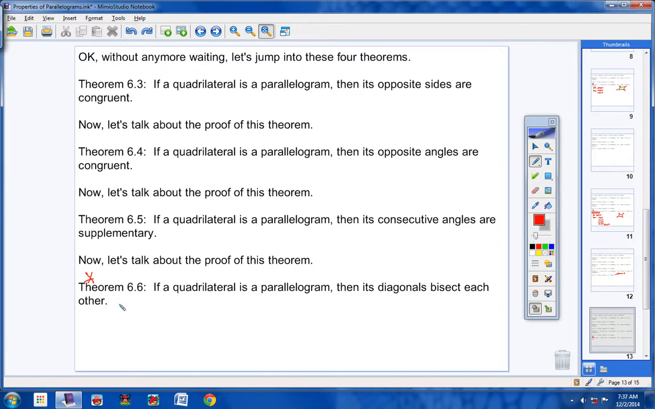And I'll explain what that means here in just a second. Go ahead and copy this down, please. I'll pause a minute here. If a quadrilateral is a parallelogram, then its diagonals bisect each other.